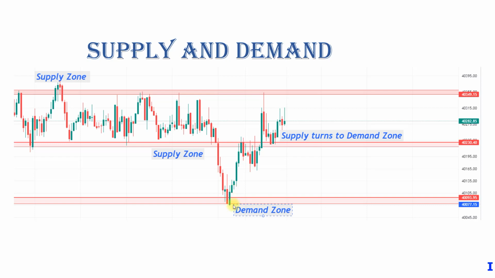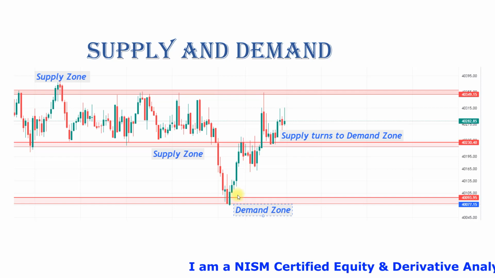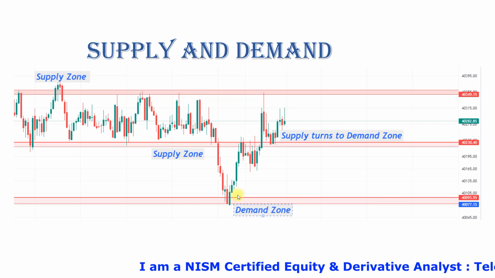We can see once the price touched the demand zone or the support zone, there is huge buying. The buyers will be buying. Buyers will buy in huge quantity. And once the price touched the demand zone, we can see there is a huge rally in the market, that is upside movement.